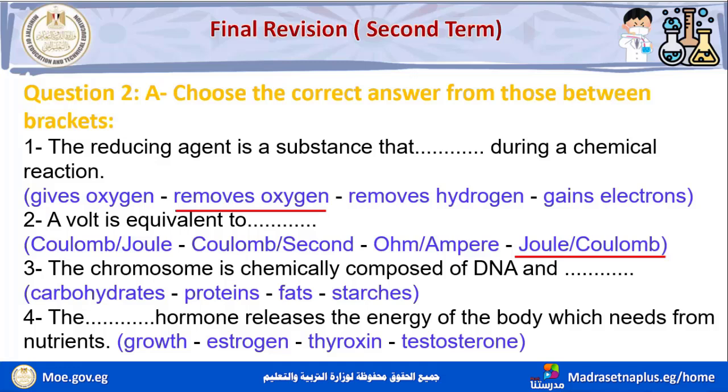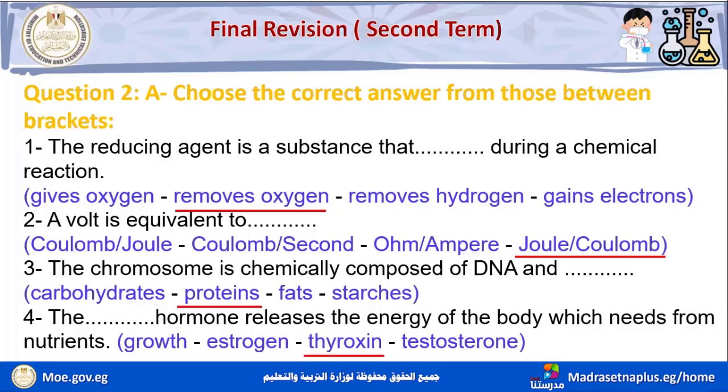Question number 3, the chromosome is chemically composed of DNA and blank: carbohydrates, proteins, fats, starches. The chromosome is chemically composed of DNA and proteins. Question number 4, the blank hormone releases the energy the body needs from nutrients: growth, estrogen, thyroxine, testosterone.